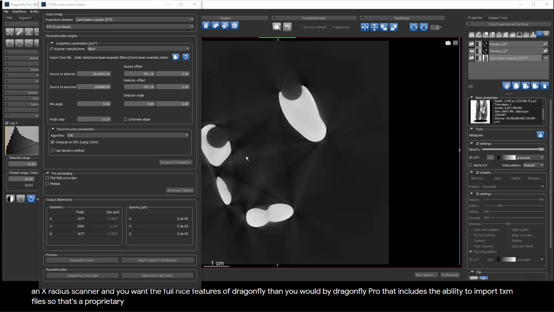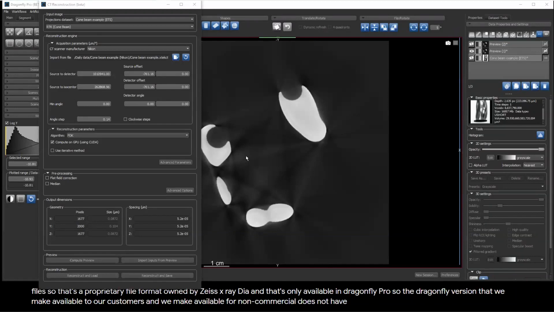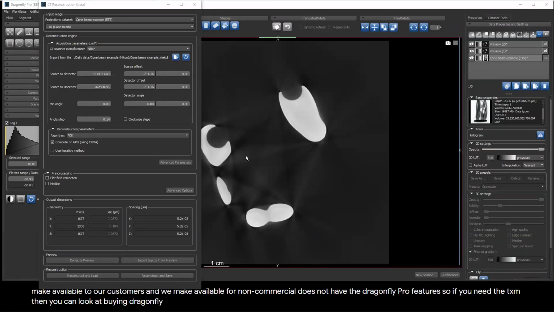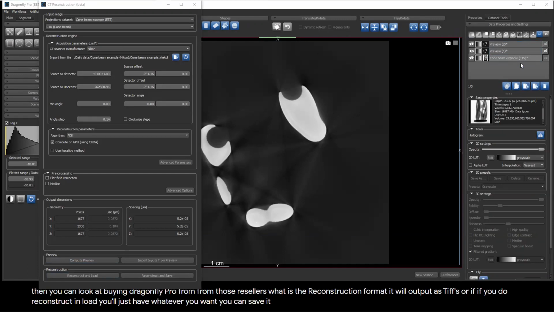So that's a proprietary file format owned by Zeiss X-Radia, and that's only available in Dragonfly Pro. So the Dragonfly version that we make available to our customers and that we make available for non-commercial does not have the Dragonfly Pro features. So if you need the TXM, then you can look at buying Dragonfly Pro from those resellers. What is the Reconstruction format? It will output as TIFFs, or if you do Reconstruct and Load, you'll just have a new image channel here, which you can always save as whatever you want. You could save it as TIFF or save it as ORS object or RAW, etc.